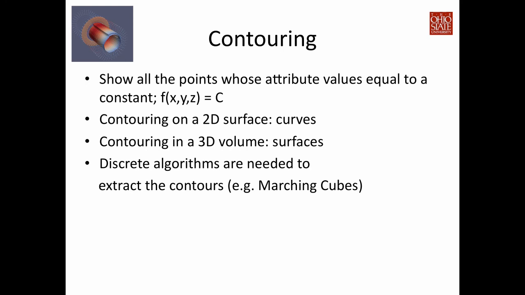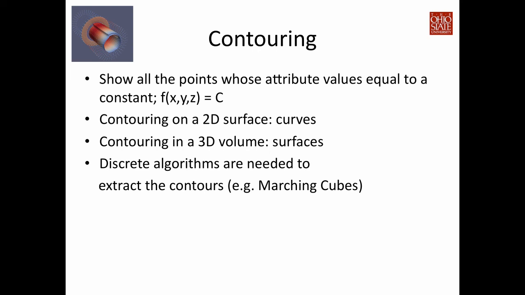So what else can we do? Now we can do something a little bit more complicated, such as contouring. So what is contouring? You want to display all the points in the domain that have a constant value equal to C. If your model is a 2D surface, then the constant value points are going to form a curve. We call it an isocontour. If your data is defined in a three-dimensional volume, then the points are going to form surfaces. This is typically called isosurfaces.